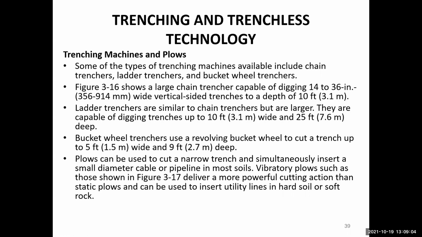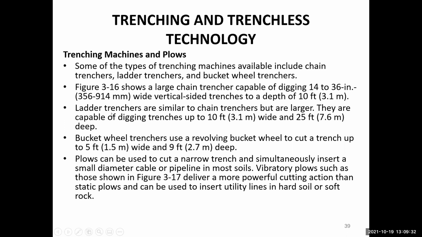There are certain trenching machines and plows. Some of these types of trenching machines available include the chain trenchers, ladder trenchers, and bucket wheel trenchers. The figure on the next page shows a large chain trencher capable of digging 14 to 16-inch wide vertical side trenches to a depth of about 10 feet, that is about 3.1 meters.